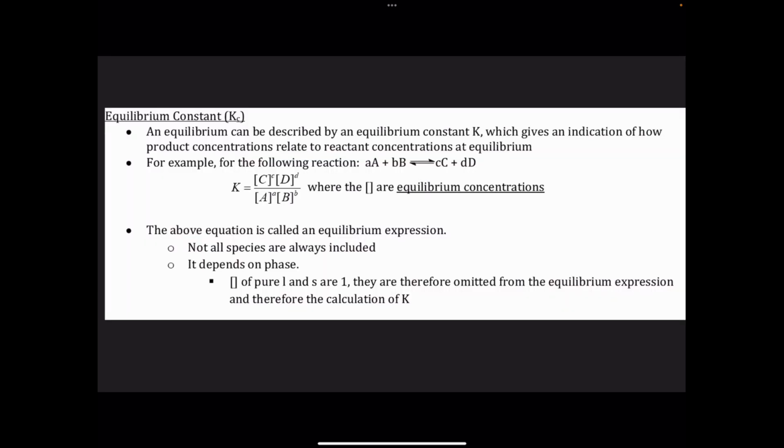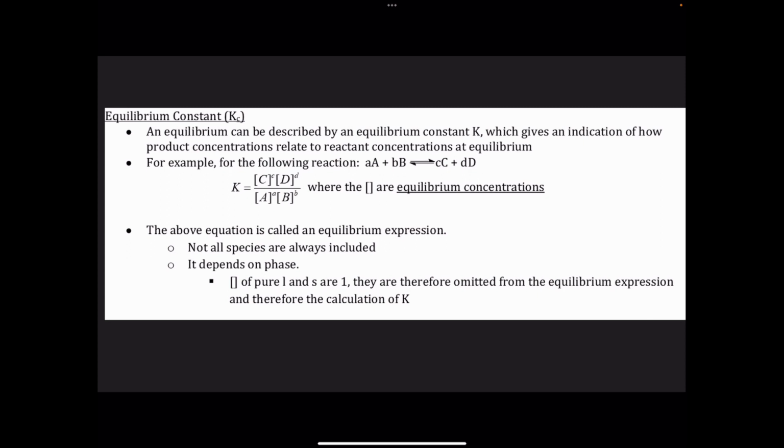Now, the consequence of this is that at equilibrium, rather than having only products, we actually get a mixture of leftover reactants and products. Now, we can describe this equilibrium mixture using what's called the equilibrium constant. We're actually going to find there are many different equilibrium constants. Here we're going to be looking at what we call Kc. This equilibrium constant gives an indication of how our product concentrations relate to the reactant concentrations at equilibrium.